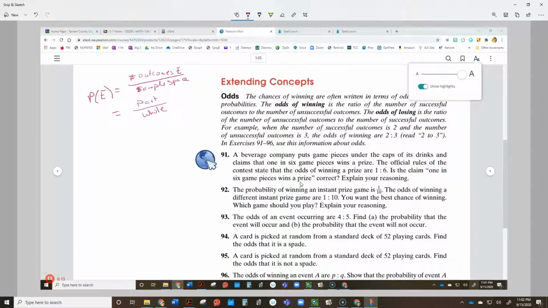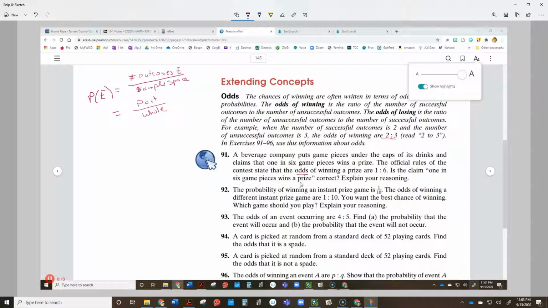Okay? Now, when we're talking about odds, that's something completely different. They use a colon right here to talk about it, and they read 2 to 3, but you can write it as a fraction. It's just not done very often. But here's the thing that you have to understand. Let's just look at this one right here. This says, the official rules of the contest state that the odds of winning a prize are 1 to 6.